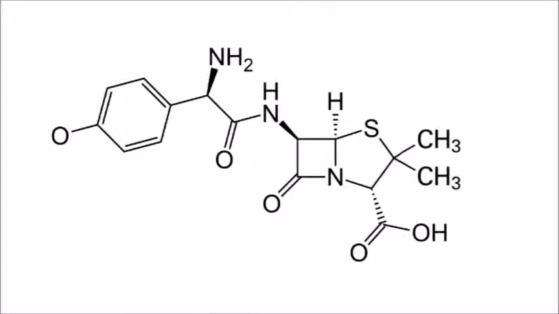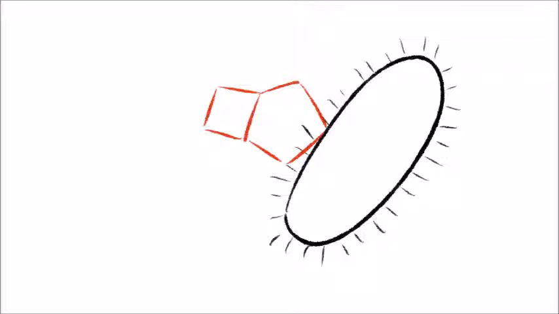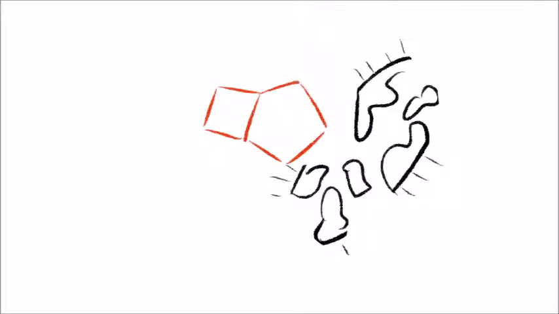Amoxicillin and other penicillins are beta-lactam antibiotics, defined by their beta-lactam ring. Beta-lactam rings inhibit the construction of the bacterial cell wall, leading to cell lysis and the destruction of the bacterium. Let's take a closer look.